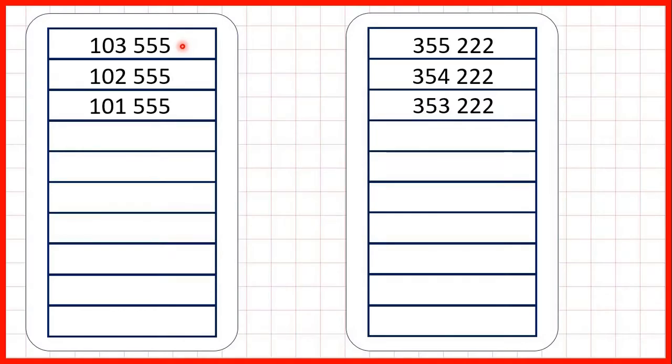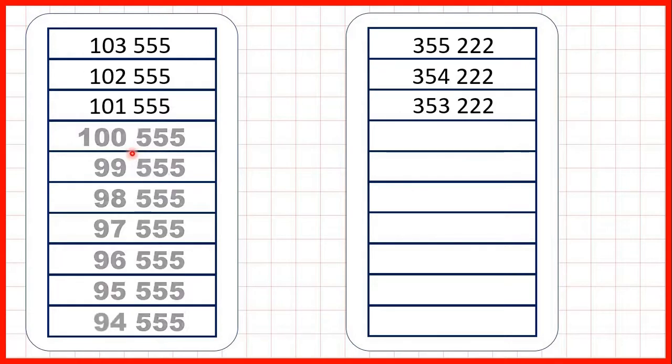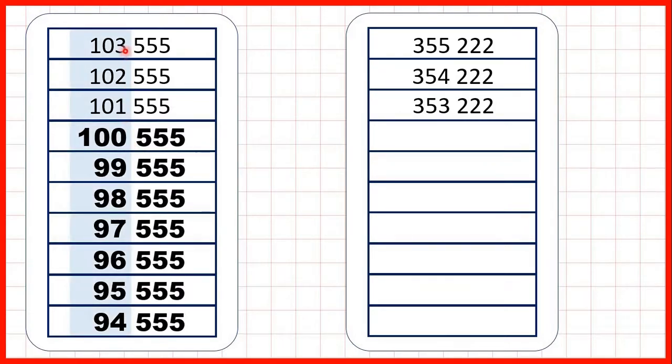Now we need to count back in thousands. First we have 103,555, then 102,555, 101,555. So what are the next 7 numbers in this sequence? Well, if we show them, we can see that counting back in thousands is just like counting back in ones, but with our hundreds, tens, and ones digits staying the same, because we're taking away 1,000 each time.